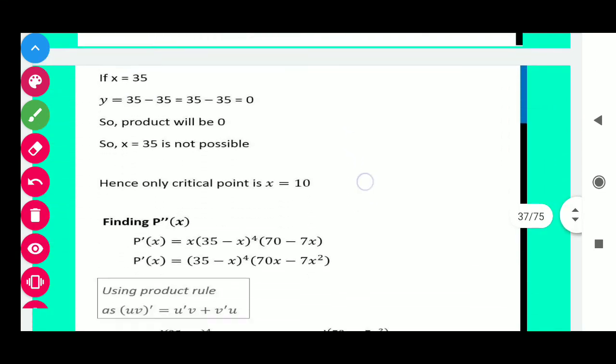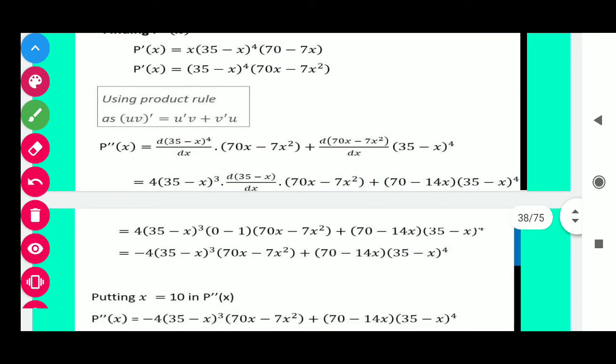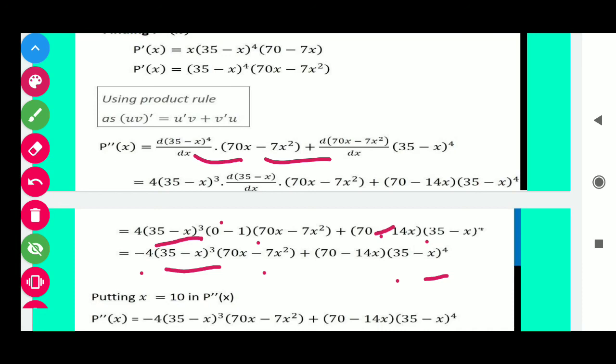So do the second derivative. You can see here the first order derivative, do its derivative again. We need to solve this by using the product rule. So derivative of the first function, second as it is, derivative of the second function, first as it is. Its derivative is 4 (35 minus x) whole cube, and the derivative of the middle is minus 1. Again, the derivative of 70x is 70, and its derivative is minus 14x. Now students, by taking the common values, you can also put the value x = 10 here, and directly you will get the answer.